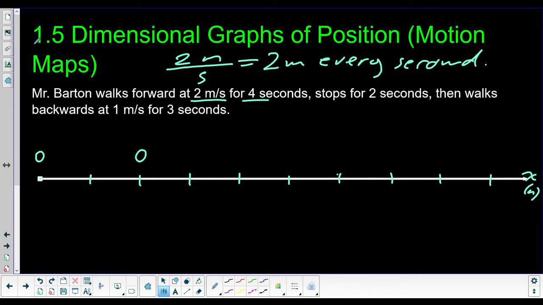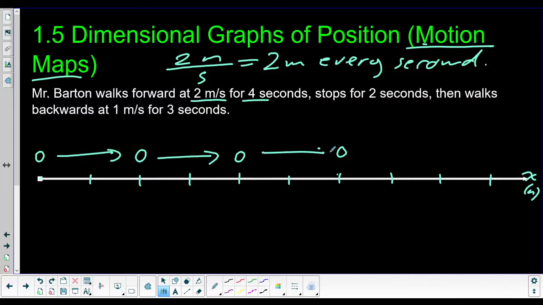The idea of a one-dimensional graph or a motion map is that it's kind of like you have a camera set to take a picture once every second, and you draw what the camera captures. So we start at 0 seconds, we take a picture. 1 second passes, we take a picture. Another second passes, we go another 2 meters, right? 2 meters per second. Another second. So that's 1, 2, 3, 4 seconds. So these circles would be our motion map.